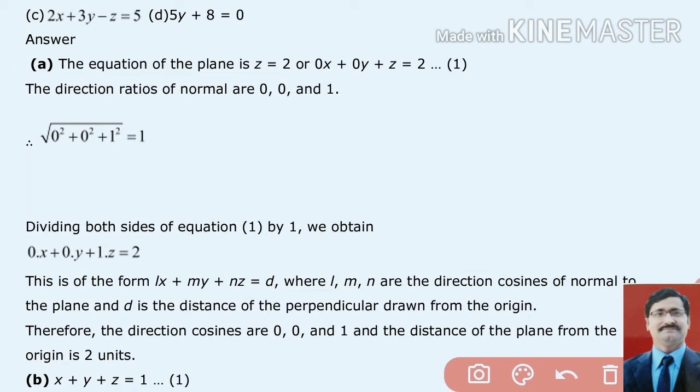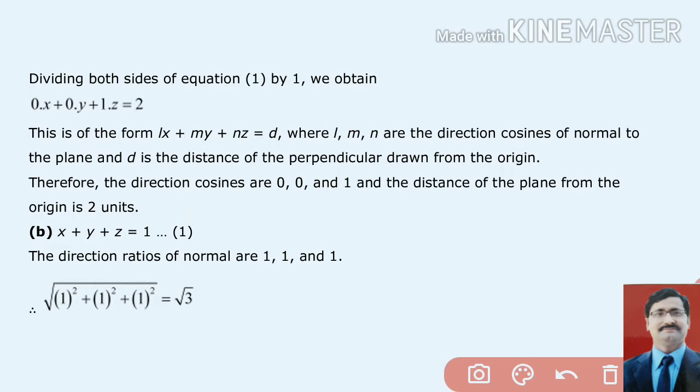here 2 only. Here you divide this equation by 1, so you get 0x plus 0y plus 1z equal to 2, and this is of the form lx plus my plus nz equal to d, where l, m, n are the direction cosines of the normal to the plane, and d is the distance of the perpendicular drawn from the origin. So when you compare these two, the direction cosines are 0, 0, 1, and the distance of the plane from the origin is 2 units.